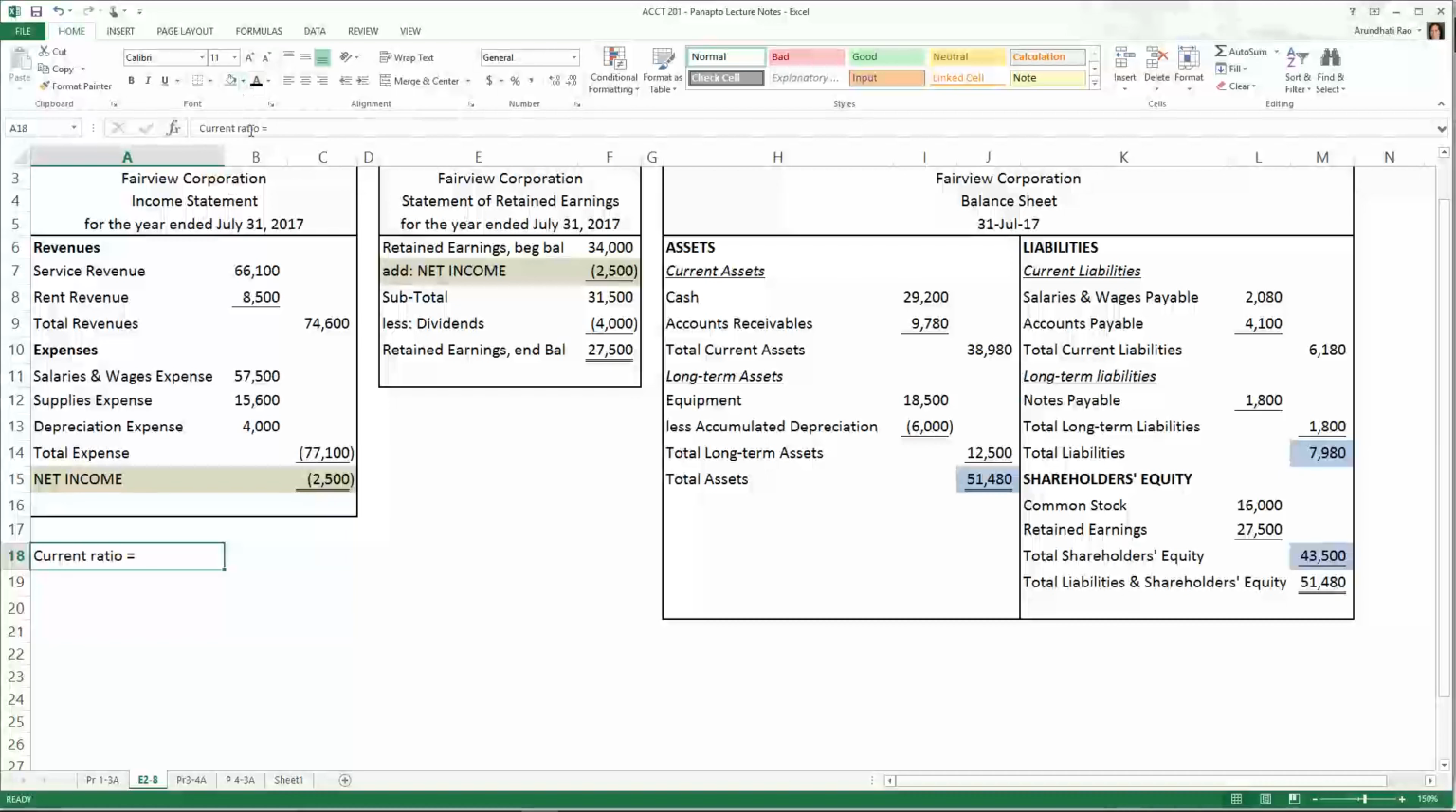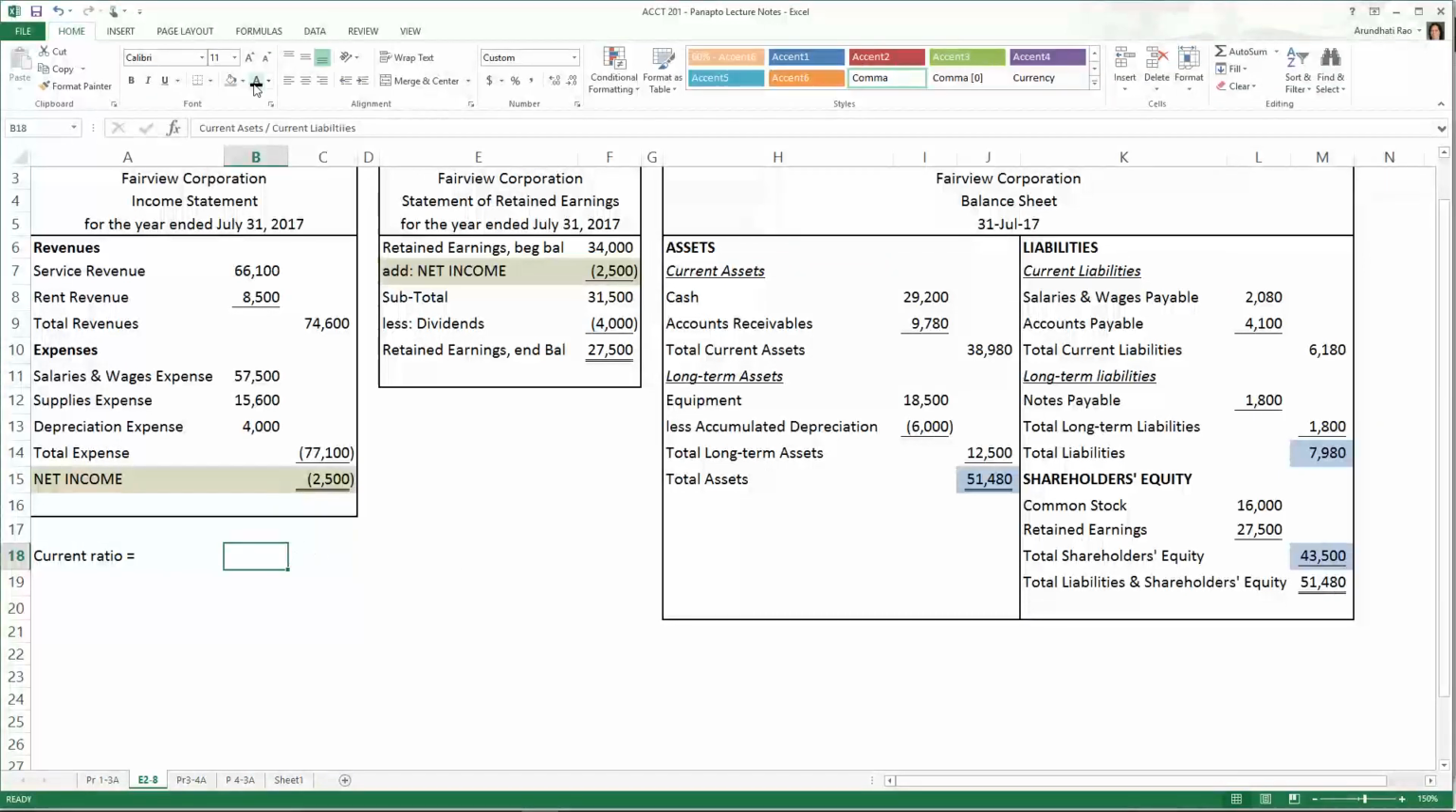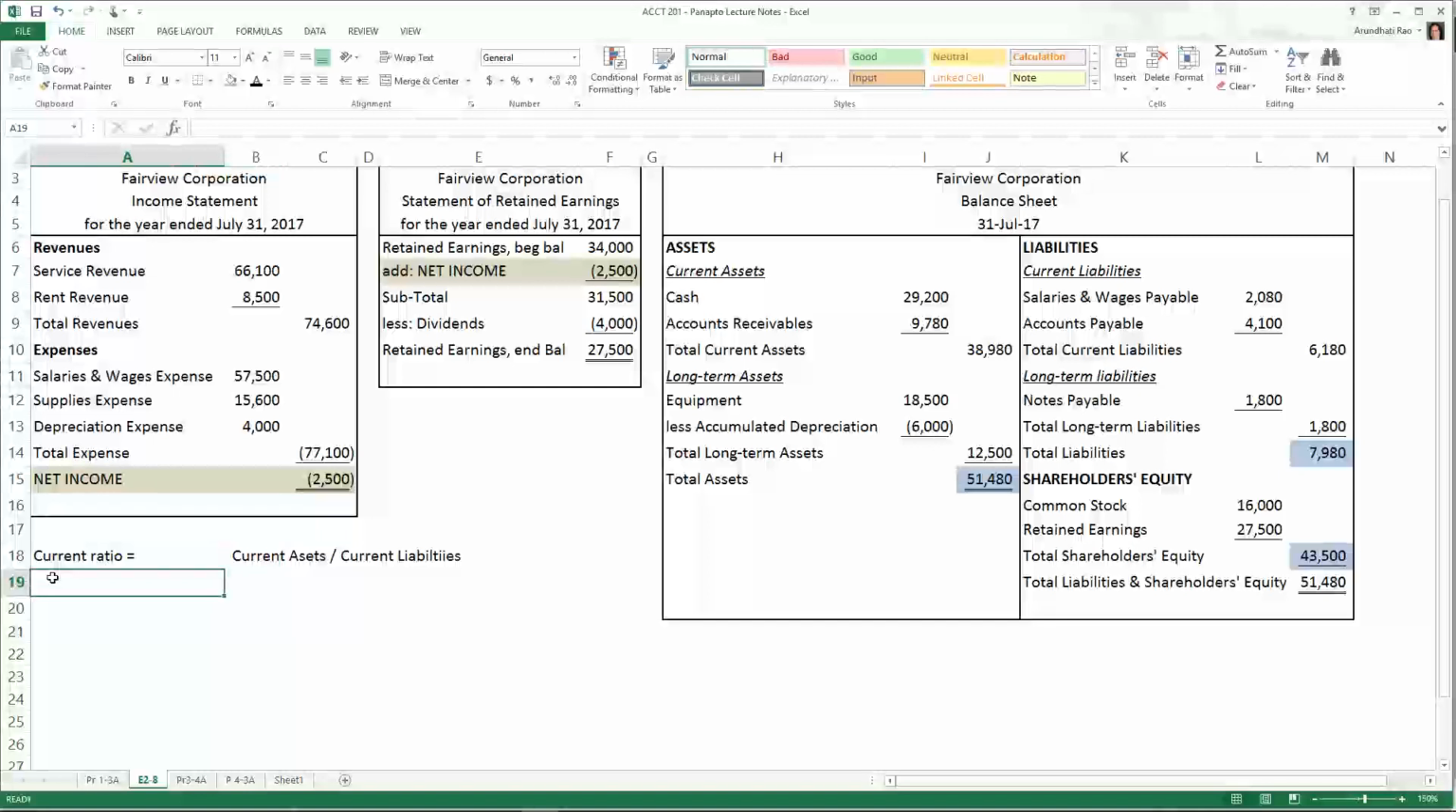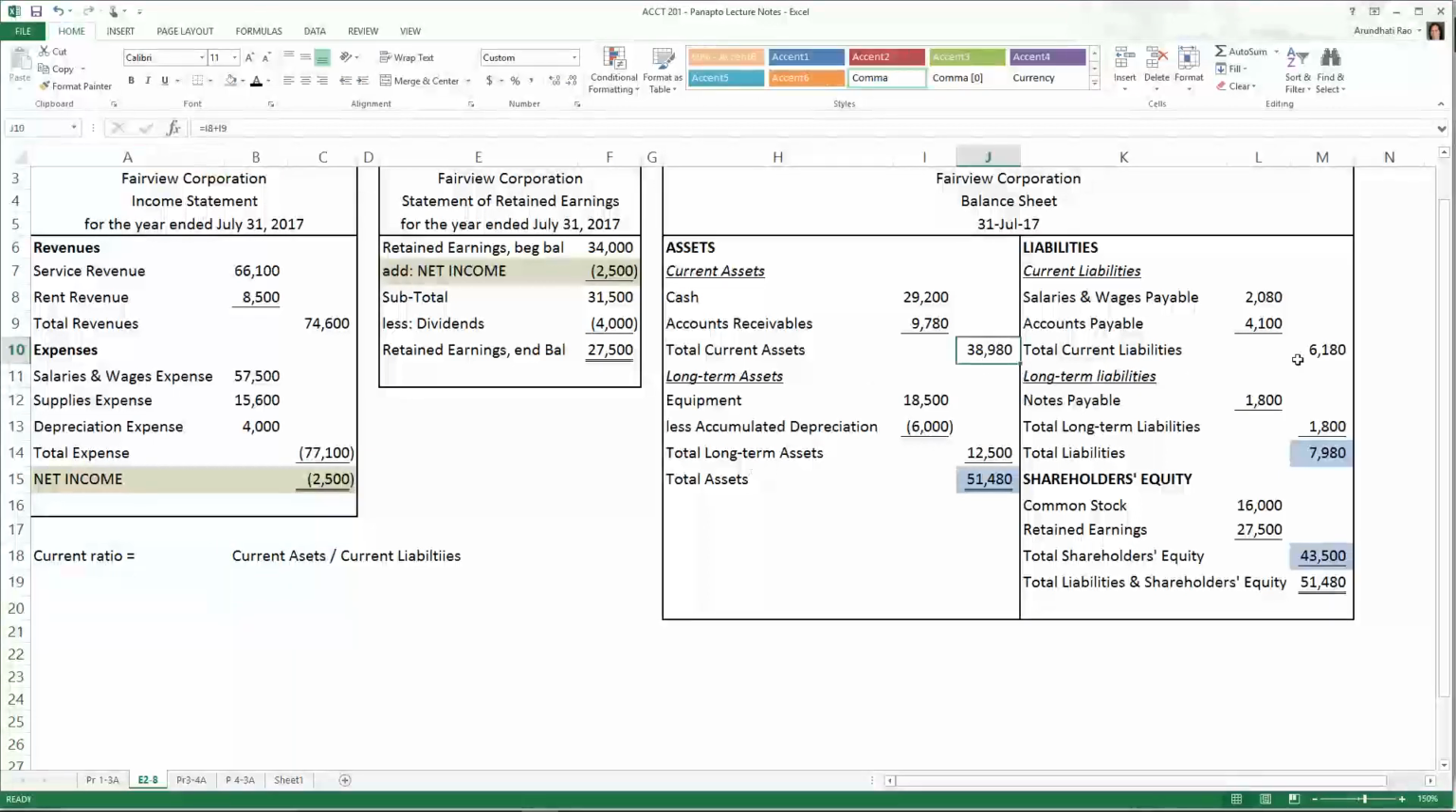A current ratio is nothing but comparing your current assets and current liabilities. It's a ratio of those two numbers. What I'm saying is, for every dollar I have in current assets, how much do I have in current liabilities? Because, at least theoretically, I should use my current assets to pay off my current liabilities. I should not use my long-term assets to pay off my current liabilities. That's not a good thing.